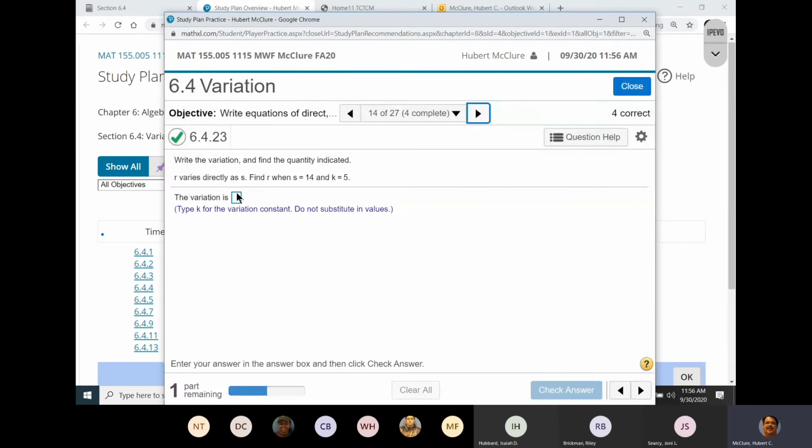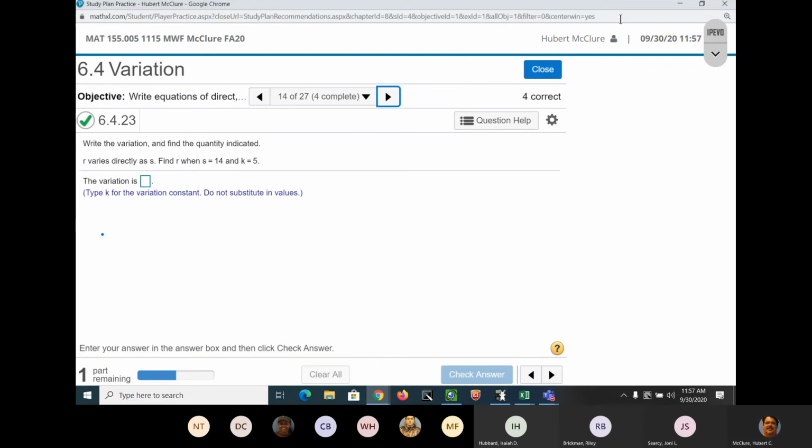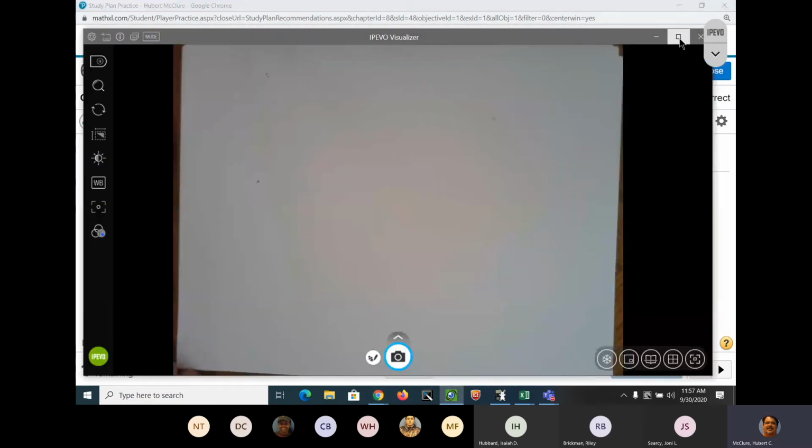Okay, here's one. I'll show you which one this is after we do it. Write the variation and find the quantity indicated. This is plug and chug. All right, this is the first two. Change variables and plug and chug. So here is the equation.